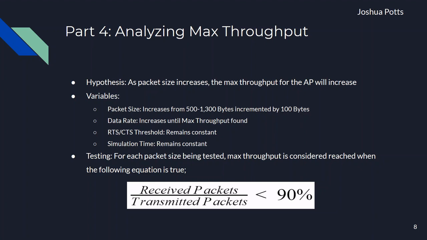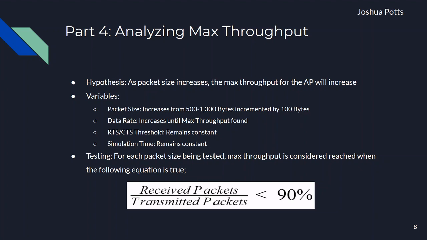For part 4, the team decided to analyze the max throughput of our system. The hypothesis was that as the packet size increases, the max throughput for the access point will also increase. The variables are the packet size, which will increase from 500 to 1,300 bytes, incremented by 100 bytes, and the data rate, which will increase until max throughput is found. The RTS-CTS threshold and the simulation time will remain constant throughout the testing.